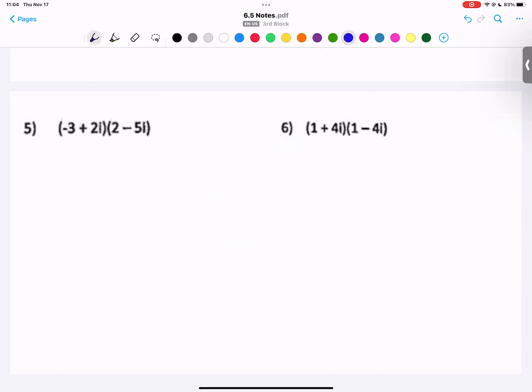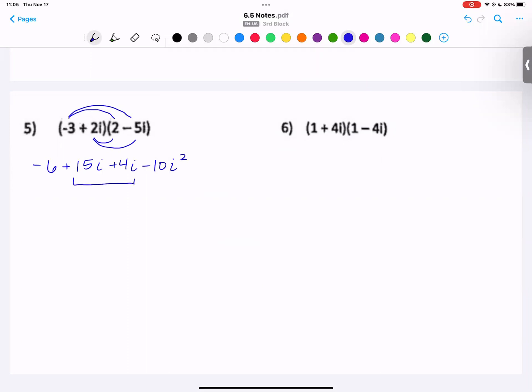Okay, so -3 times 2 gives us -6. -3 times -5i gives us positive 15i. 2i times 2 gives us positive 4i. And 2i times negative 5i gives us negative 10i squared.